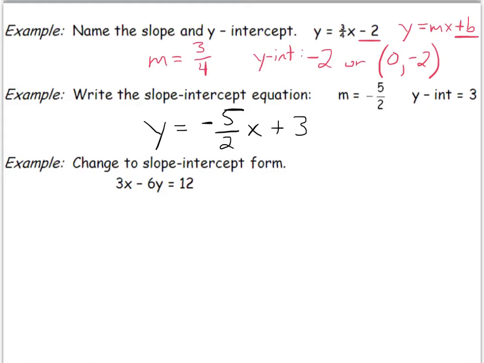Alright, so the first thing I have to do to get this y by itself is subtract the 3x from both sides. Whoop, back her up. Let's try this again. So I get -6y equals -3x plus 12.